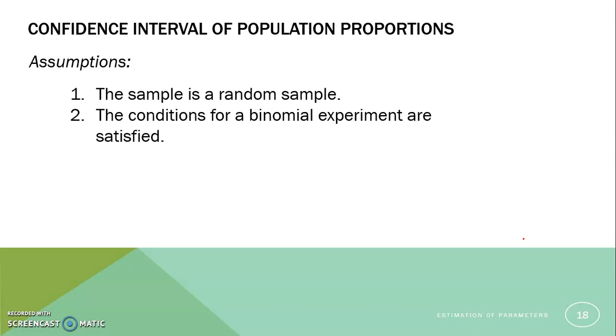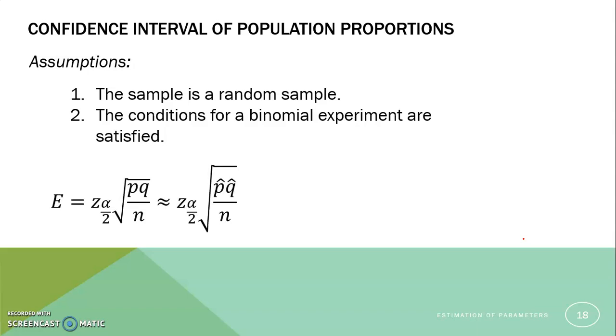So, we have the assumptions in getting the confidence interval for the population proportion. First, our sample must be a random sample. Why should it be random? It's to avoid bias, so that our result is not biased. And second, the conditions for a binomial experiment are satisfied. When you say binomial experiment, there are only two possible outcomes. It could be yes, it could be no, like or do not like. The first outcome is P and the second outcome will be Q. So that's the meaning of this second condition.